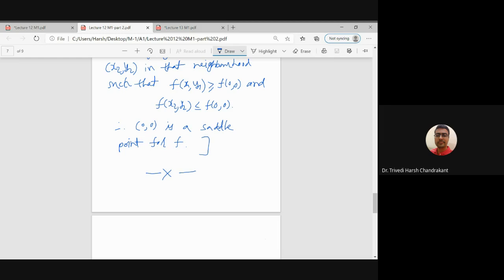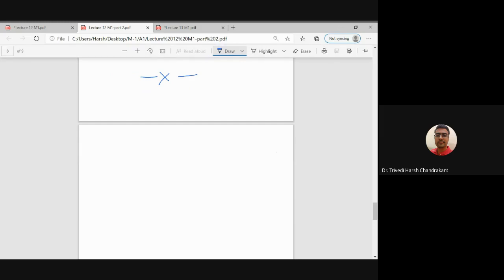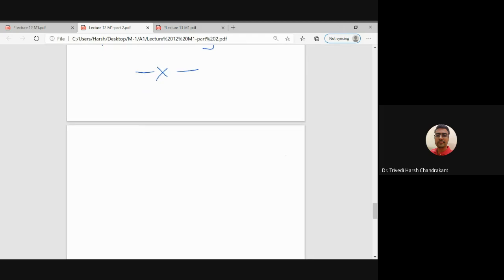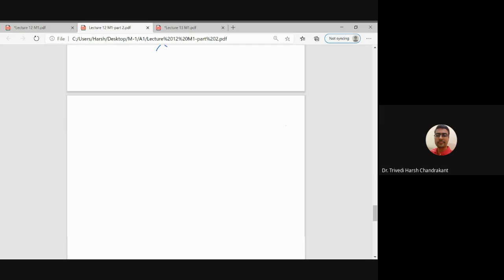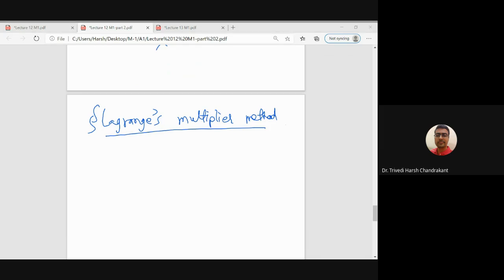Now in today's lecture we want to discuss the Lagrange multiplier method, which is useful for finding absolute maxima and minima of a function. So let us start with that. Any doubt in the previous method of local maximum, minimum or saddle point?